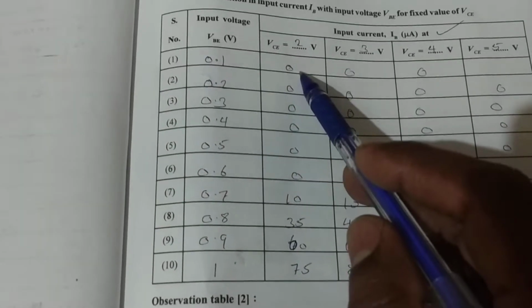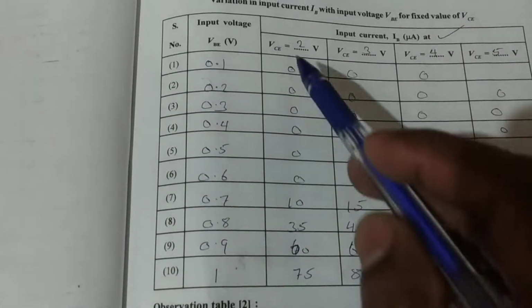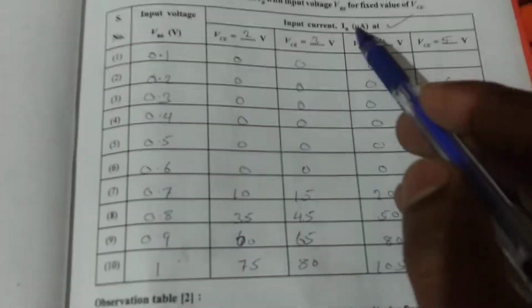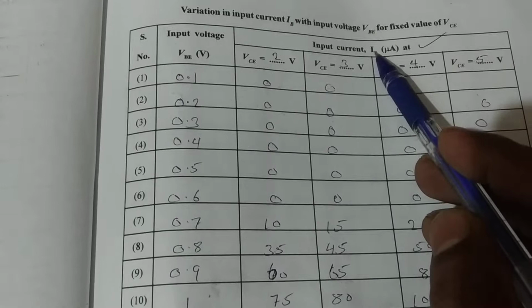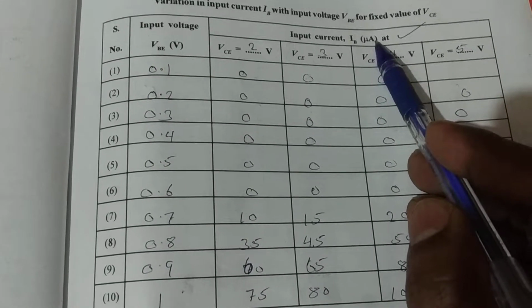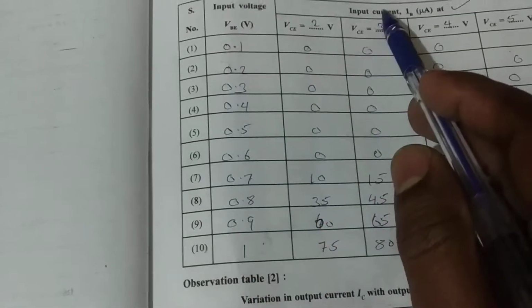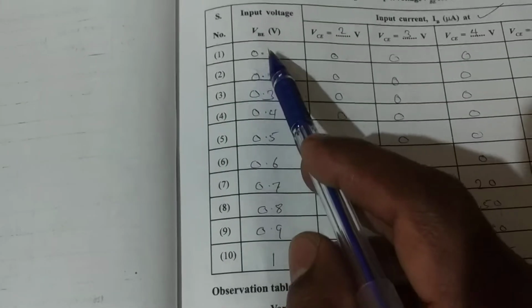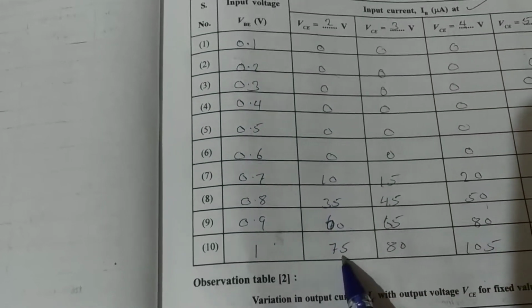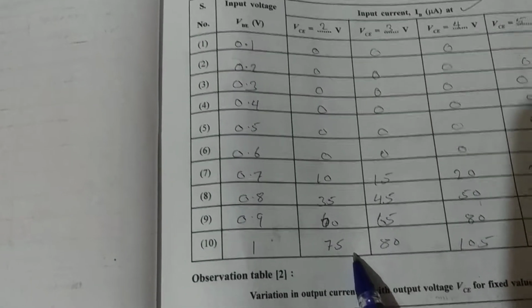And here the values are written in the columns. First column, then the next column, and this column. These are the values of IB. IB is the base current that is measured in microampere. So first various values of IB and the corresponding value of VBE. The last value is 75 microampere.